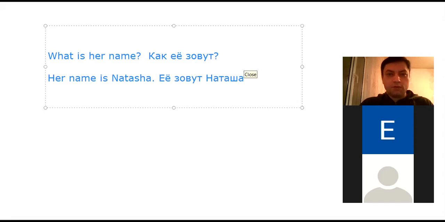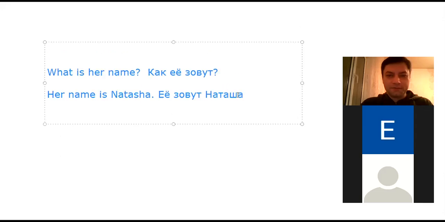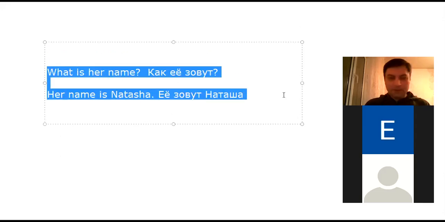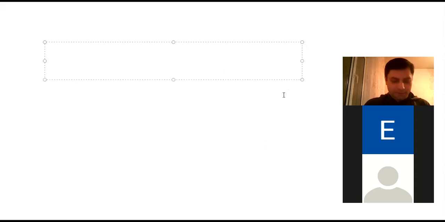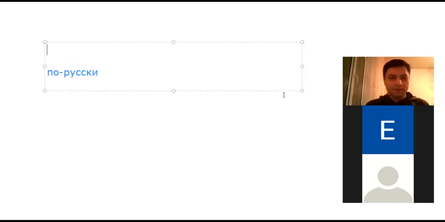Okay, so you know how to introduce yourself, and because we still have time today, I would like to talk about names of different countries in Russian language. And the first question that I would like to explain is about the word по-русски. I think many of you wonder what it means.